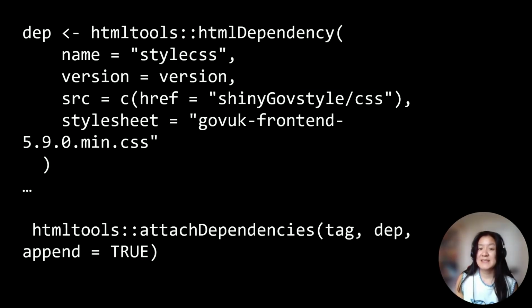We can then use this CSS file, make some minor tweaks, and then use the attach dependencies call from htmltools to attach this static CSS styling to our Shiny widgets in shinyGovStyle.